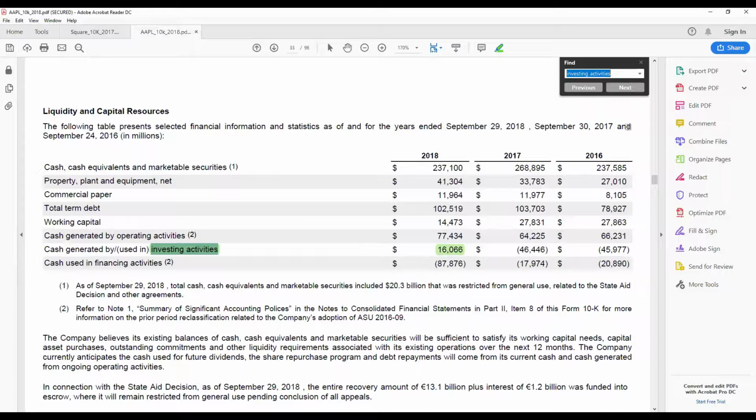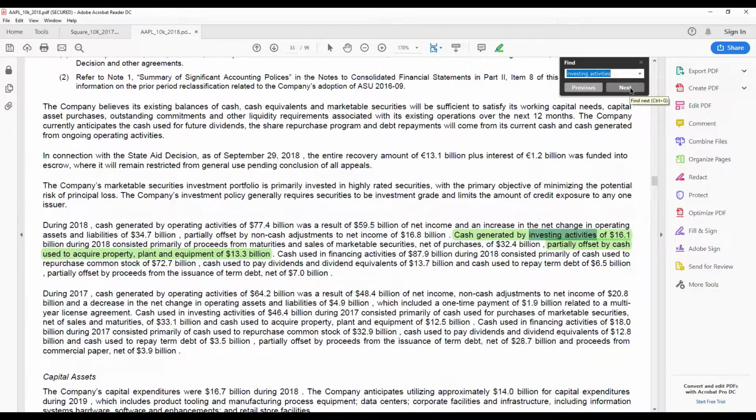So the next thing we want to look for is a section that goes into details about that. So cash generated by investing activities of 16.1, that number we were just looking at, in 2018 consisted primarily of proceeds from maturities and sales of marketable securities, net of purchases, of 32.4 billion, which were partially offset by the cash used to acquire property, plant, and equipment of 13.3 billion. Okay, so the cash that they generated from investing activities was 16.1, and then we offset that by the acquisition of property, plant, and equipment of 13.3. So those are the numbers we're looking for.